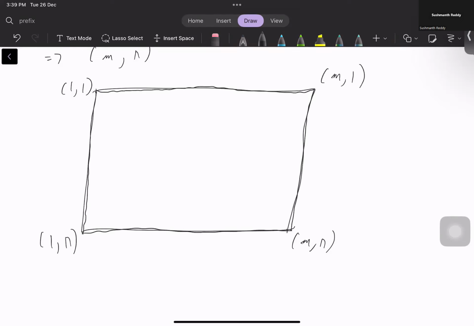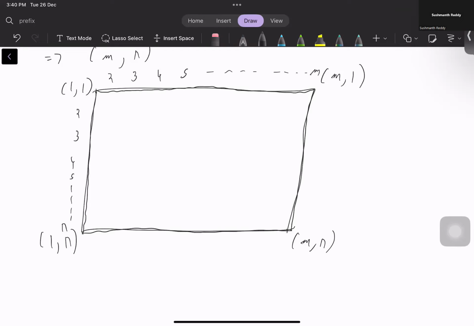Now we are given two inputs. Firstly, the first array tells us all the horizontal fences that are present, apart from the first and last. We can assume this is 1, 2, 3, 4, 5, and so on till n, and this is 1, 2, 3, and so on till m.